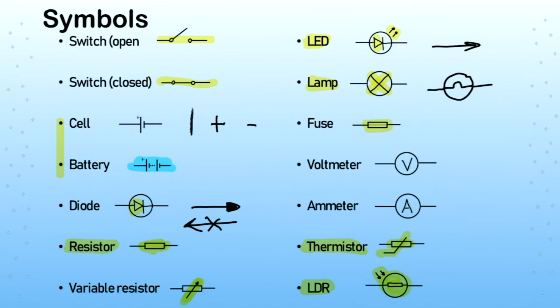And voltmeter, probably the easiest to recognize. You've got a nice big V inside a circle, and an ammeter measuring amps. Measuring the current is going to be a capital A.